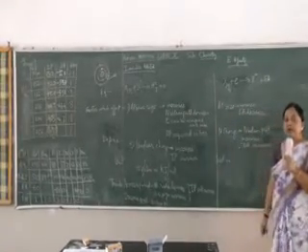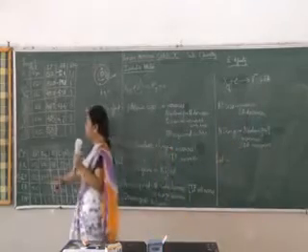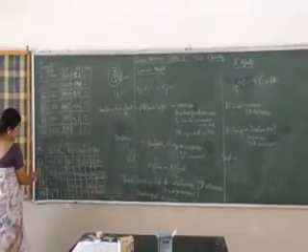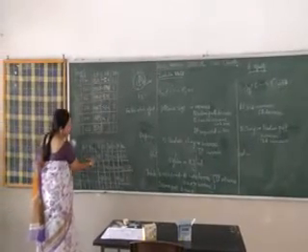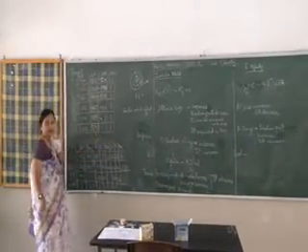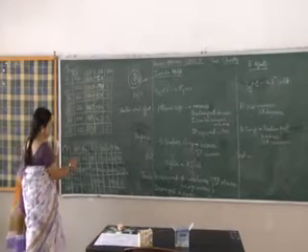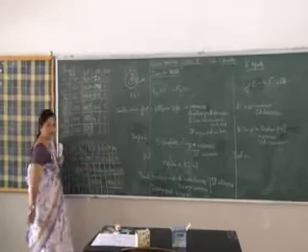As you move across a period, what happens? Across a period, you see the atomic radii. What happens to the atomic radii? Atomic radii keeps on decreasing, because nuclear charge becomes more. As you're moving, the magnitude of nuclear charge increases, atomic radii decreases.